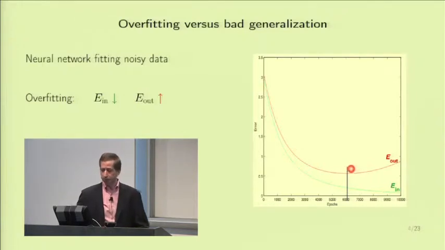Why is that? Because up till here, I can always reduce the E in, and in spite of the fact that E out is following suit with very diminishing returns, it's still a good idea to minimize E in, because you are getting smaller E out. The problems happen when you cross, because now you think you are doing well, you are decreasing E in, and you are actually harming the performance. That's what needs to be taken care of. So that's where overfitting occurs.